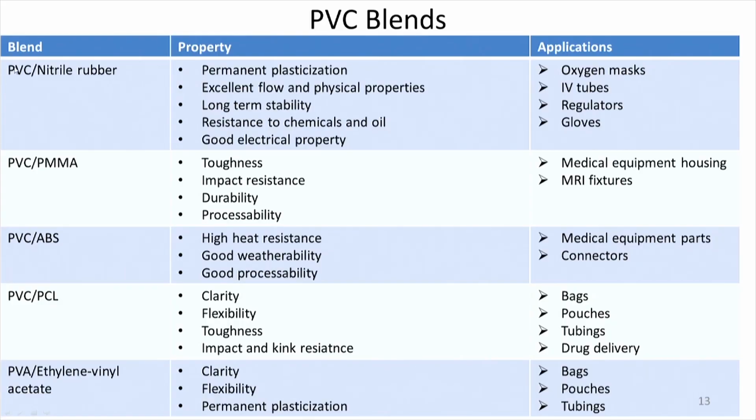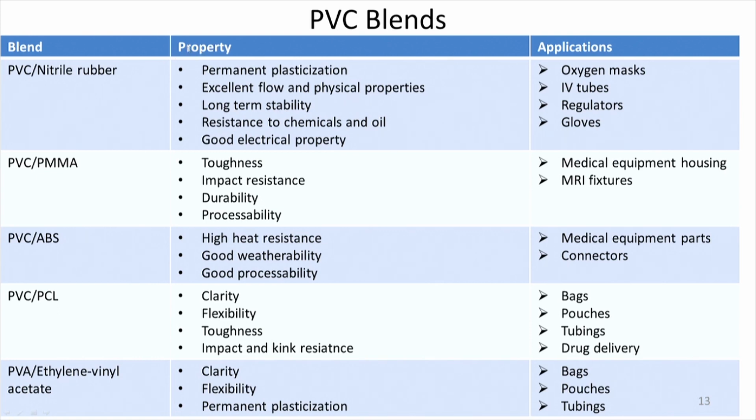For example, if you look at PVC blends, PVC is widely used, PVC is quite inert. PVC with nitrile rubber gives very good flexural property. Permanent plasticization, excellent flow, physical properties, long term stability, resistance to chemical and oil, good electrical property. This is used in oxygen masks, IV tubes, regulators, gloves. So, we need good flexibility because PVC is not so flexible. By adding this nitrile rubber you are improving that.